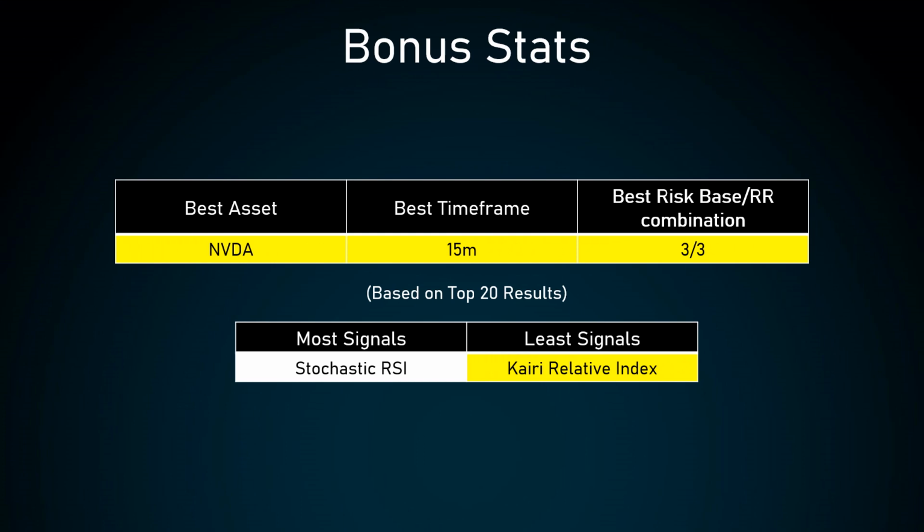best. I was also curious which entry signal indicator gives the most and the least frequent signals. I found that the stochastic RSI has the most signals and the Kyrie relative index has the least signals.